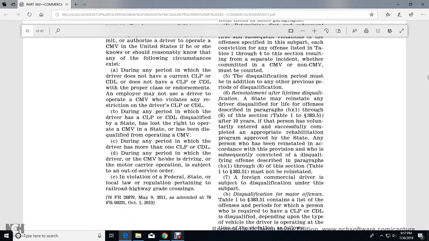During any period in which the driver's commercial learner's permit or commercial driver license is disqualified by the state, or he has lost the right to operate a commercial motor vehicle in the state, or has been disqualified from operating commercial motor vehicles. During any period in which the driver has more than one commercial learner's permit or commercial driver license. During any period in which the commercial motor vehicle he or she is driving, or the motor carrier operation, is subject to an out-of-service order. Violation of federal, state, or local law or regulation pertaining to railroad highway grade crossings.